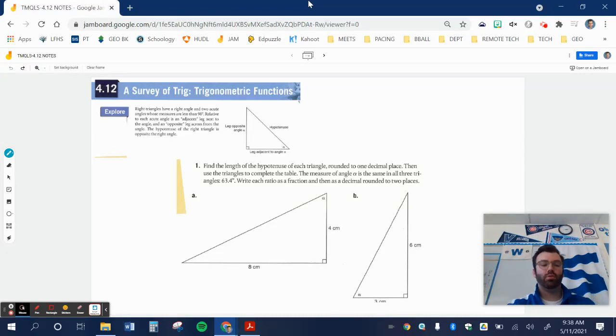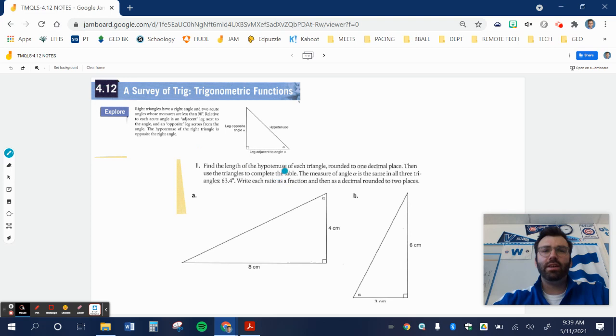All right, 412, talking about trig, the survey of trig, they say. So, right triangles. That's what trig applies to. Trig is all about solving right triangles. Right triangles have one right angle, obviously that's why they're called right, and then two acute angles. Relative to each side, they have an opposite and adjacent side, and I'll show you how to label those.